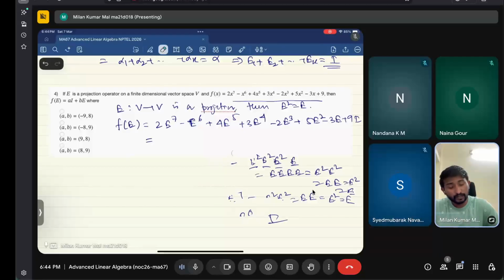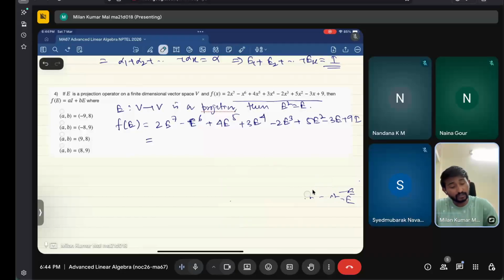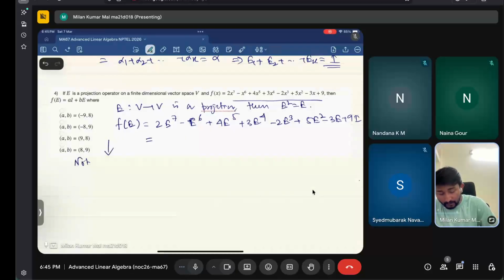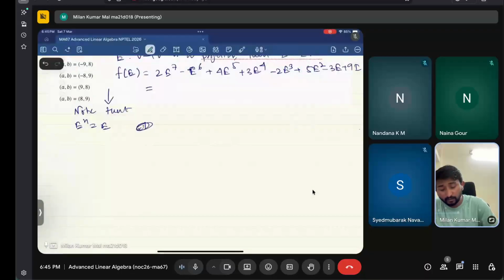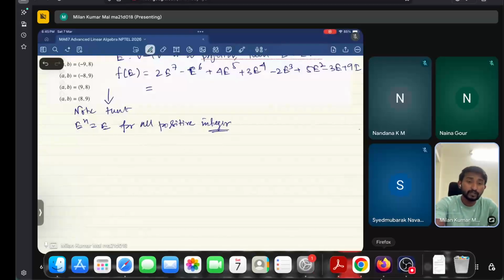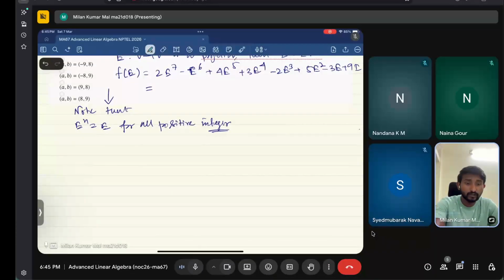Okay, so basically what I can write here is that I will not write this out, it is very much clear, you can just compute. Note that E to the power n is equal to E for all n greater than or equal to 1, for all positive integers. This is clear, right? So for all positive integers, we get E to the power n is equal to E.